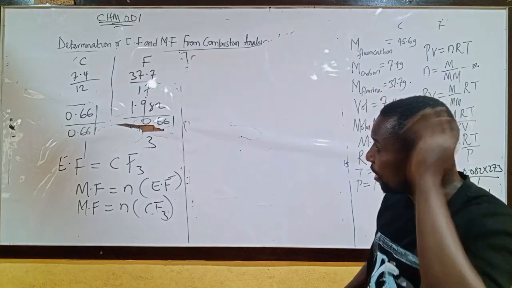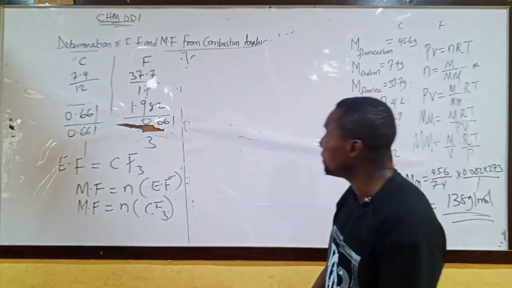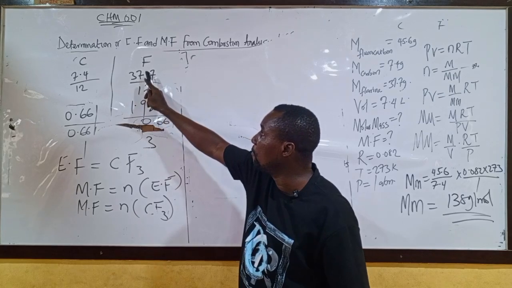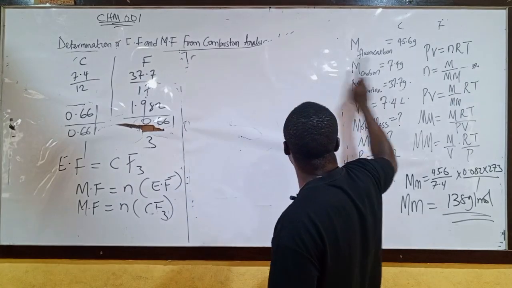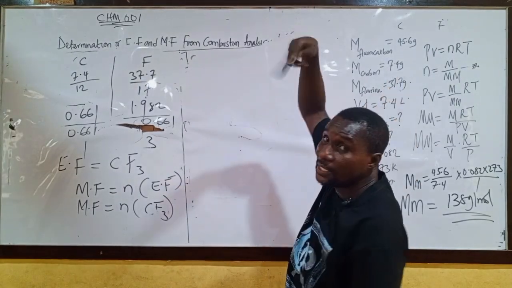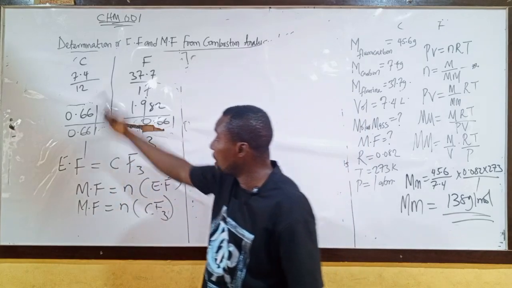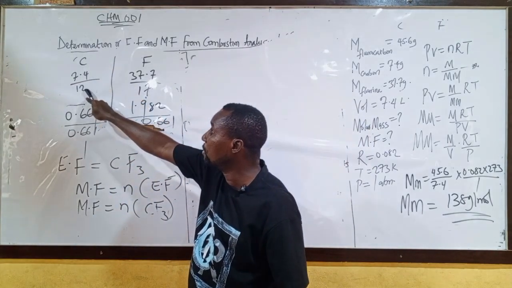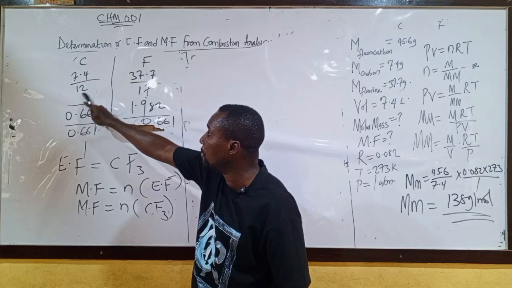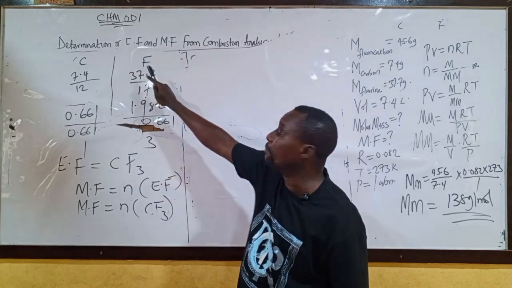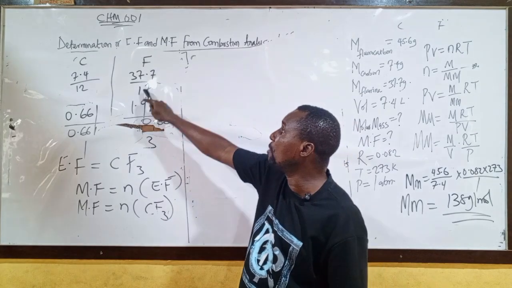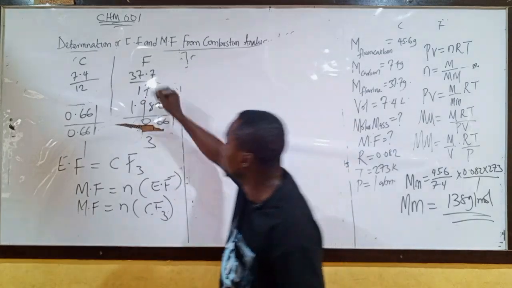Okay. Now you've gotten the what? Empirical formula. That means the carbon is 7.4, fluorine is 37.7. That is the mass of carbon and fluorine given in that question. Then to get the empirical formula, you divide the mass of carbon by the mass number of carbon, 12. Divide the mass of fluorine by the mass number to get the atomic weight ratio. Mass number of fluorine is 19 or 17.